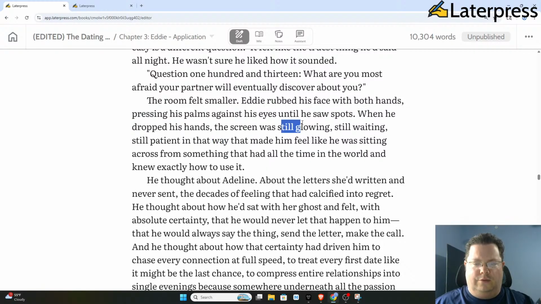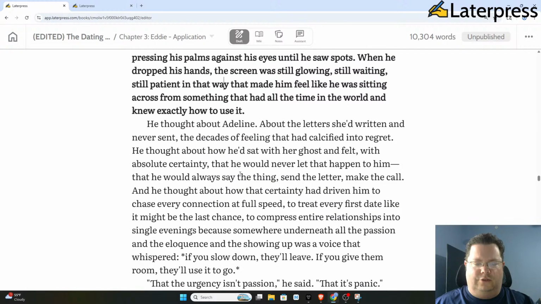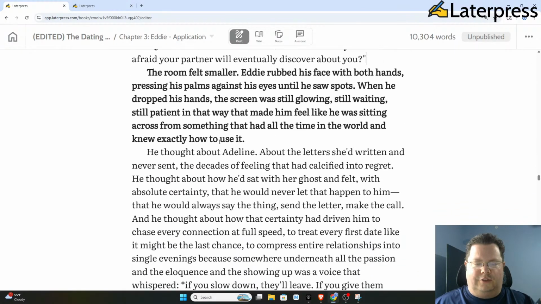Again, here's 3. 1, 2, 3. In a way that made him feel like he was sitting across from something that had all the time in the world and knew exactly how to use it. So here again, we're substituting. Okay, now it's going to pivot to inner thoughts here, but we have an entire paragraph that is just gesturing, and doesn't really add much. So when we're thinking about what are you most afraid your partner will eventually discover about you, let's pretend this paragraph doesn't exist for a minute.